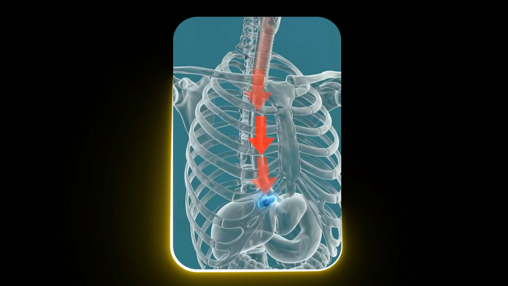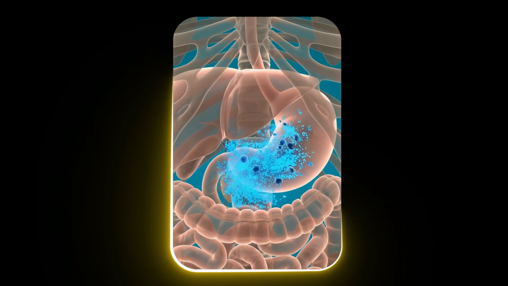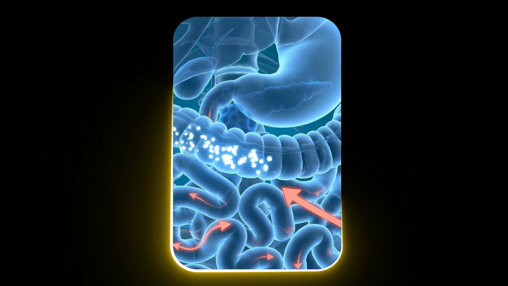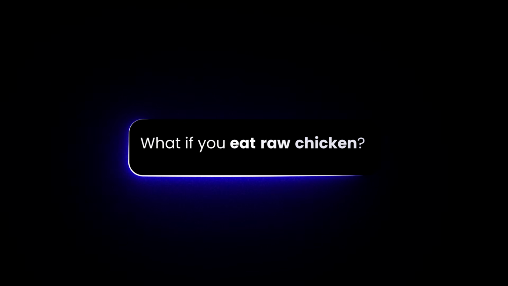See how the pill travels, how the organs react, how the skeleton explains everything visually? That's not random. That's engineered. Now let me show you another one. What if you eat raw chicken?